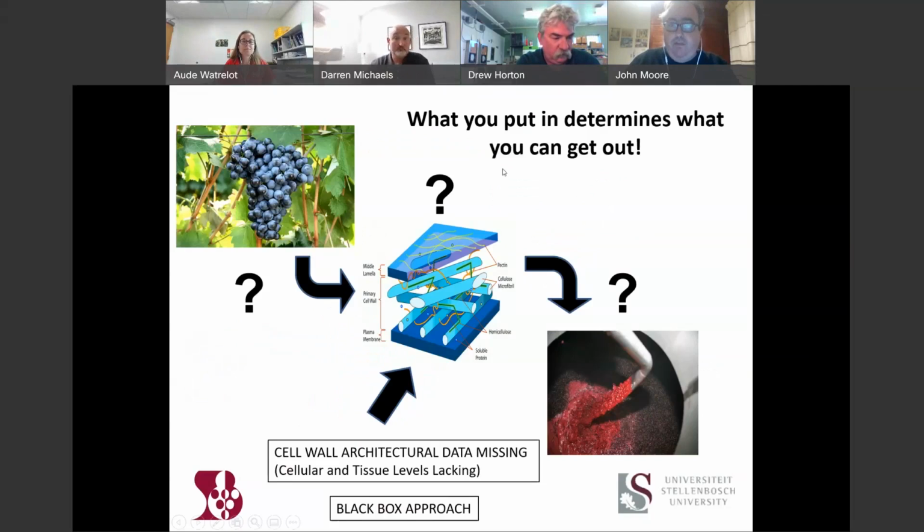We went from grapes and we ended up going into wine and the color phenolics, and we'd measure things such as phenolics and color and tannins, but we didn't know what was actually happening really at the level of the cell wall. So we had some information, but it wasn't very thorough. So cell wall architectural data was really missing, and we needed that. It's tended to be quite a black box approach. And of course, what you put in determines what you get out, but why you get certain things out and not other things was not very clear.